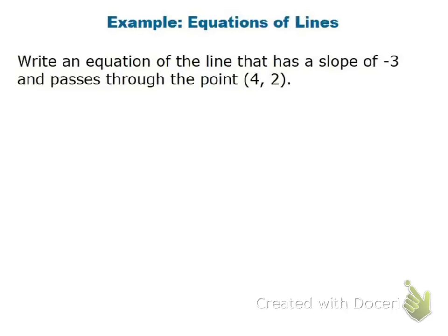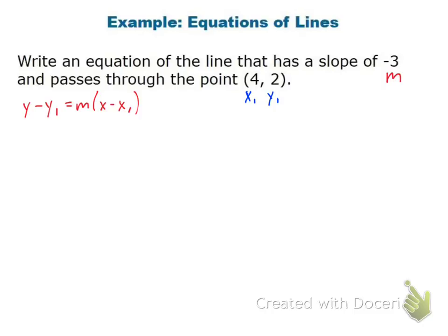pair (4, 2), I'll need to use my point-slope form, which is y minus y1 is equal to m(x minus x1). Remember that your slope is m, and then your x coordinate and your y coordinate are your x1 and your y1. So 4 is going to be my x1, 2 is going to be my y1.